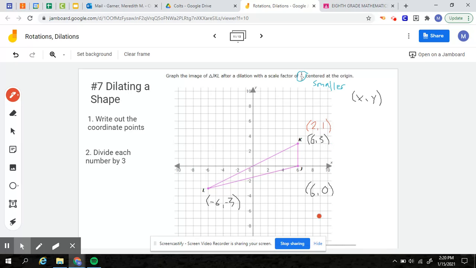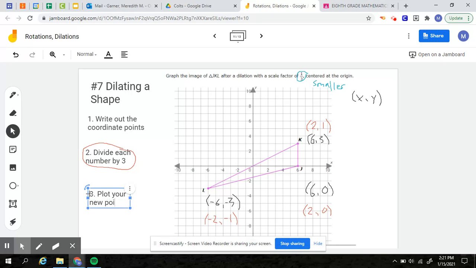Okay, I'm going to continue dividing each number by 3. 6 divided by 3 is 2. 0 divided by 3 is still 0. And then finally, our last one, dividing it by 3, I should get a -2, -1. So I'm going to circle in red this second step because that's how we're getting our new coordinate points. We divided each number by 3. And then your final step is to plot your new points.